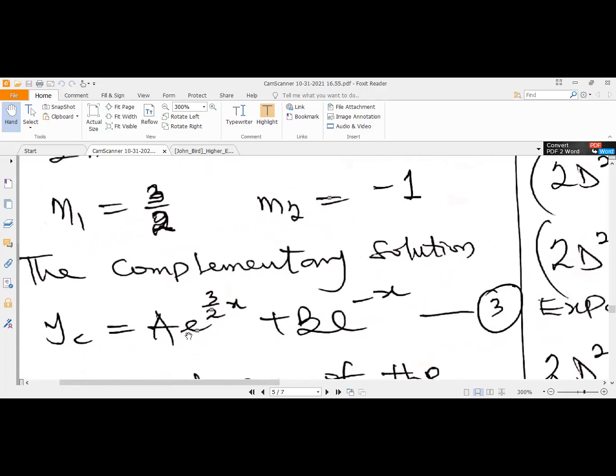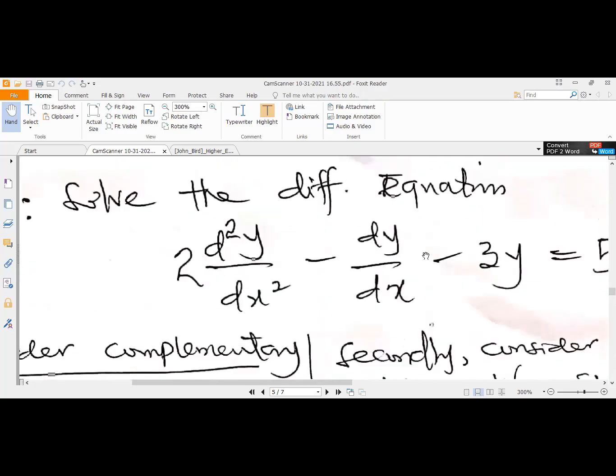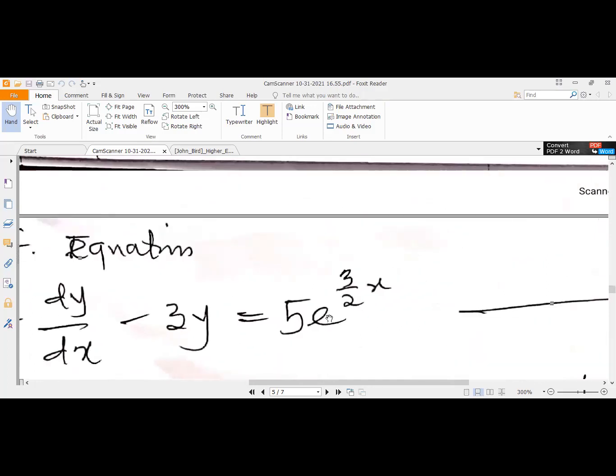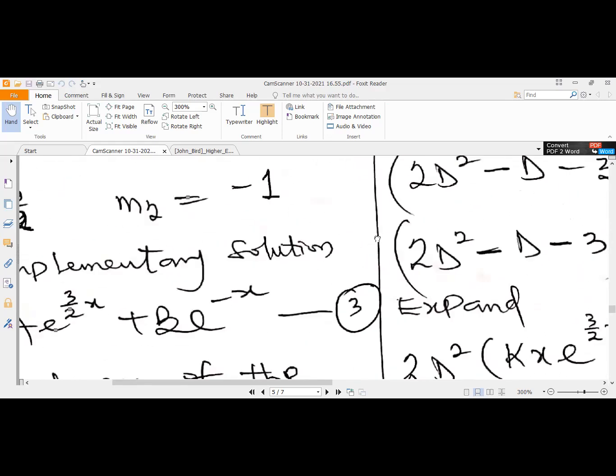In the complementary solution, look at what I'm having. You know, I'm having exponential 3/2x. Yes, sir. Now, go and look at the non-homogeneous part again. In the non-homogeneous part, you will see exponential 3/2x again. Can you see there? Wow. Yes, sir. This is another case now. So let me share the note with you now.